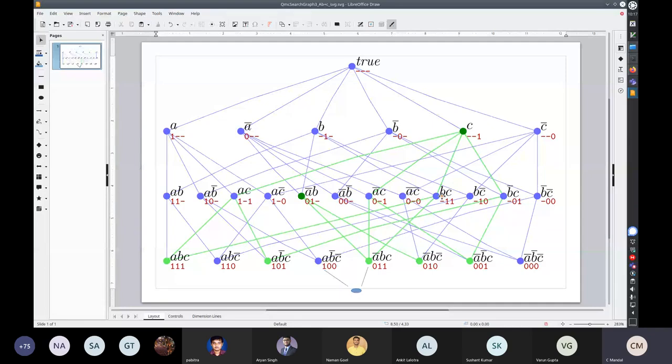Now if you do that, what you see is that you have some green nodes and some blue nodes. So what can you say about the green nodes and the blue nodes? Can anyone tell me? What can you say about the green part of the figure and the blue part of the figure? Anyone? Yes?